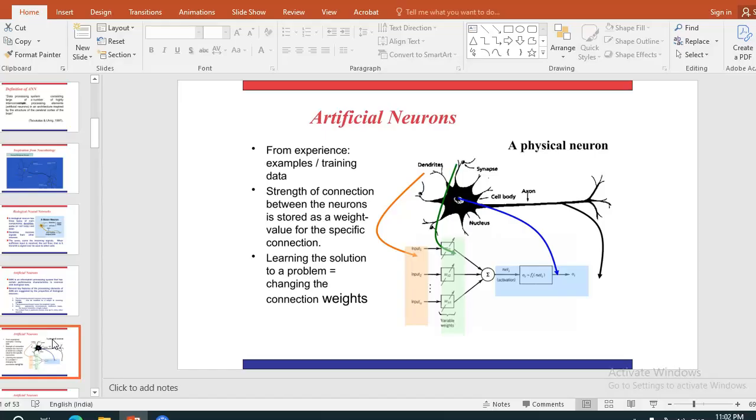So here the dendrites act as the input signal, the soma acts as the processing unit, and the axon is used to connect one neuron to another. Here the synapse acts as the weight in this example. In the case of an artificial neural network, from the example we have the inputs. For example, the diagram indicates inputs: input 1, input 2, up to input n.